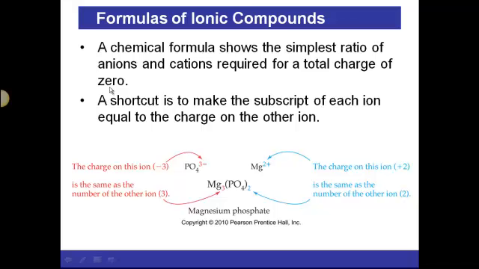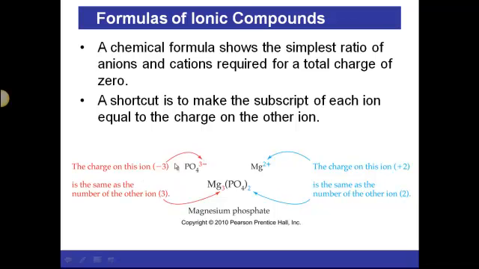So we have to balance the positive charges with the negative charges to make a valid molecule that's going to be stable on the Earth. If there are charged portions of the molecule, they're still reactive and they're not going to exist on the Earth. So they're going to be reactive until they neutralize that charge. So a shortcut then is to try to make the subscript of each ion equal to the charge on the other ion to get the molecule to actually balance.